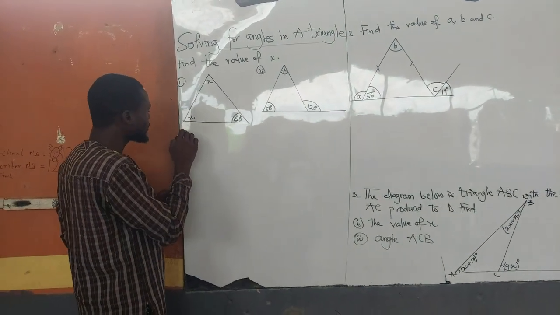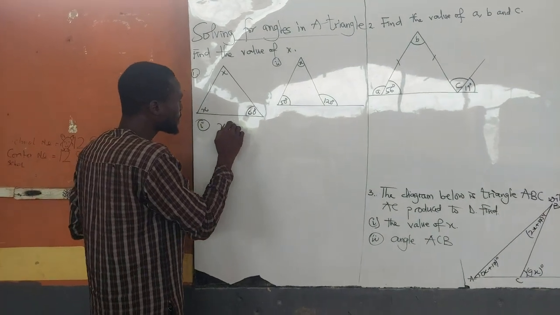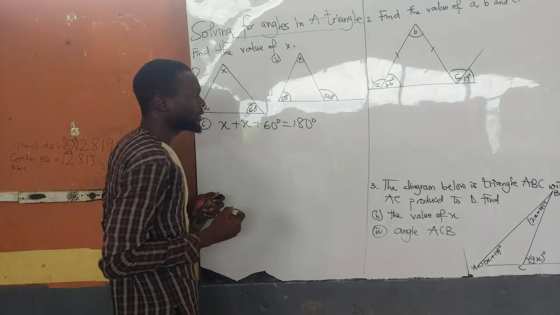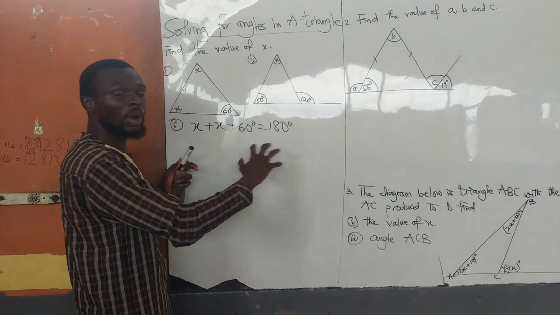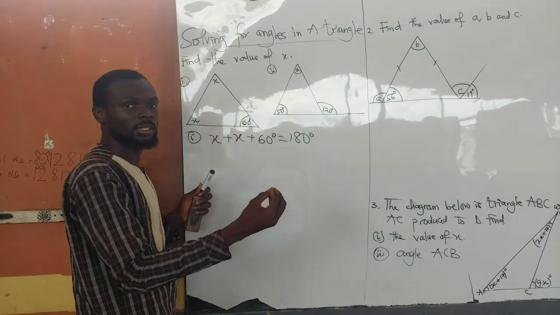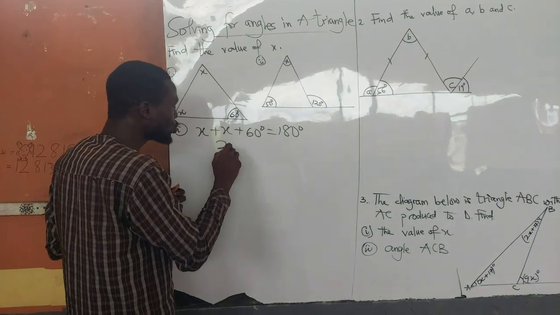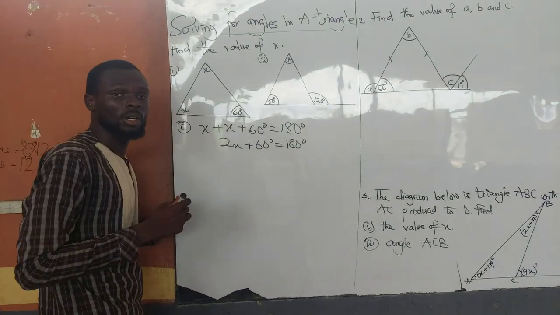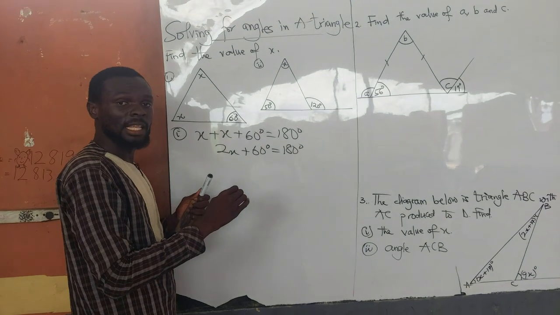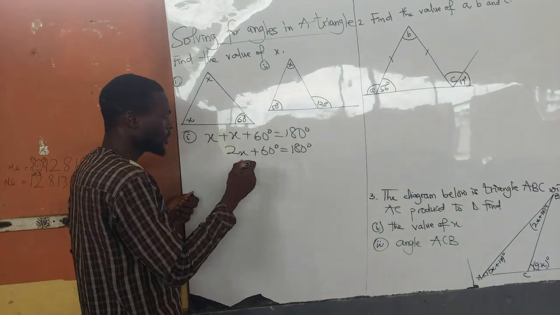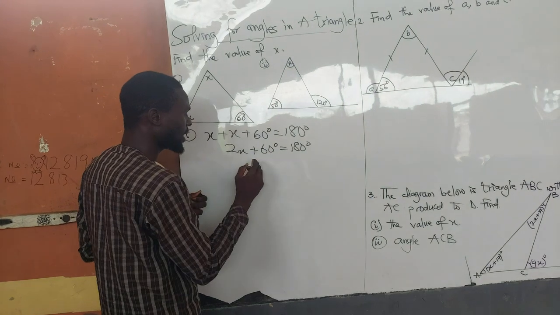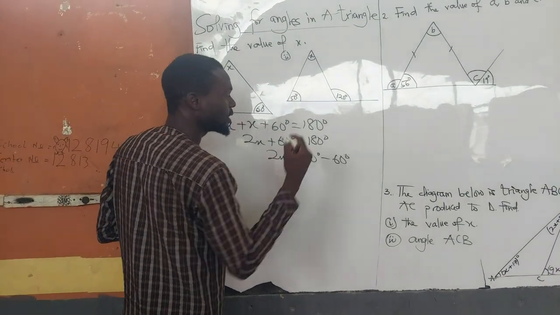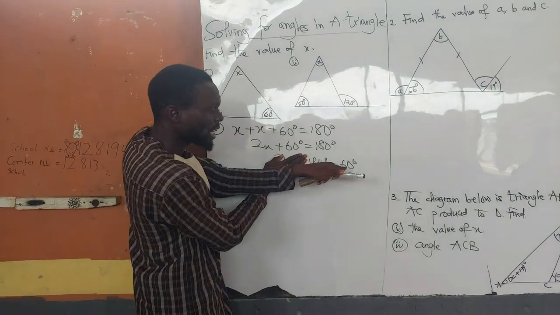So we are going to say for the I, x plus x plus 60 degrees is equal to 180 degrees. So this becomes an equation for you to solve for x. So this and this will give you 2x plus 60 degrees is equal to 180 degrees. The interest is to make x the subject. So let's group like things. So now we are going to take this one to this side, giving you 2x is equal to 180 degrees minus 60 degrees. Then you subtract.